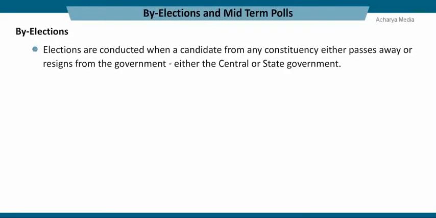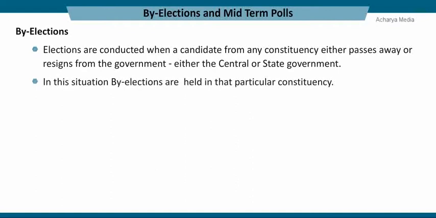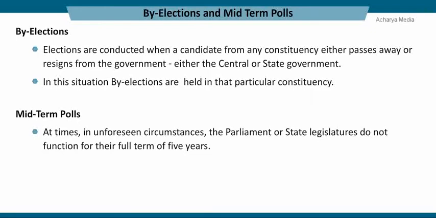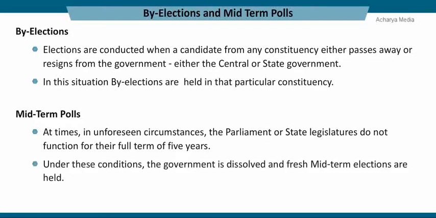By-elections are conducted when a candidate from any constituency either passes away or resigns from the government, either the central or state government. In this situation, by-elections are held in that particular constituency. Midterm polls. At times, in unforeseen circumstances, the parliament or state legislatures do not function for their full term of 5 years. Under these conditions, the government is dissolved and fresh midterm elections are held.